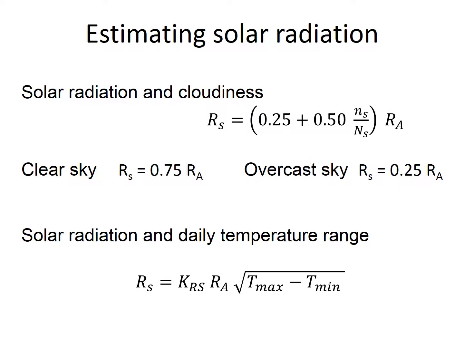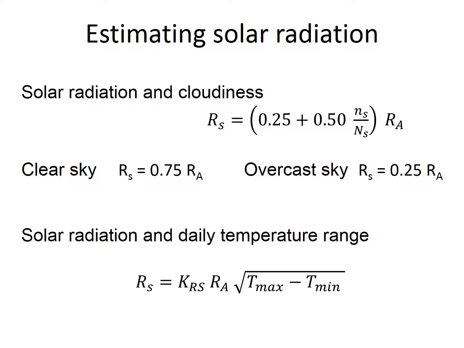We have an alternative to using cloudiness, and that is using the daily temperature range. Using this equation, solar radiation is proportional to extraterrestrial radiation multiplied by the square root of the temperature range of the day, the difference between Tmax and Tmin. Here, KRS is a proportionality constant ranging between 0.16 and 0.19.